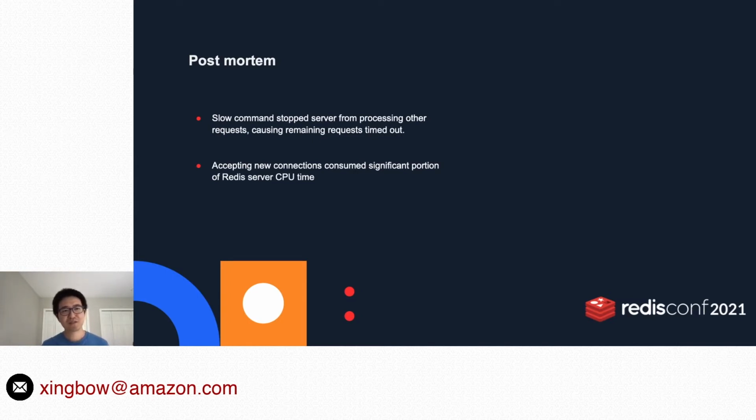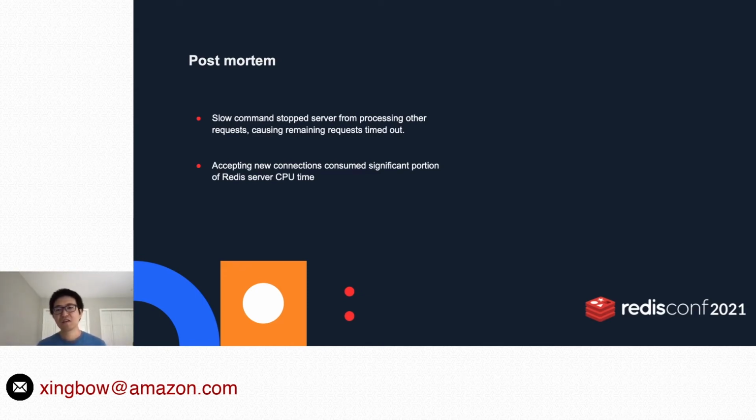After diving deep into the cluster, we found two things. First, using the slow log, we found there was a slow command happening at the beginning of the outage. This slow command lasted for a few seconds, which is way longer than the request timeout. As Redis is a single-thread engine, this caused all concurrent requests to time out. This revealed the trigger of the outage.